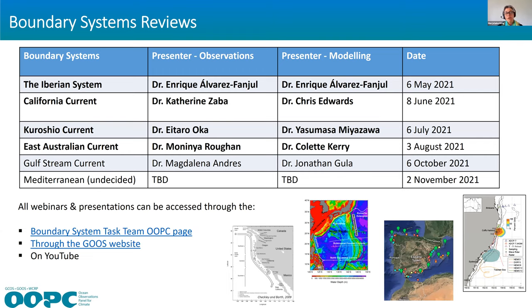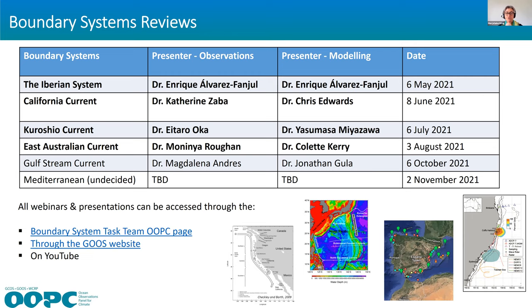So we launched a series of webinars in May this year. We started with the Iberian system, which was presented to us by Dr. Enrique Alvarez Fanjul, and he did both the observing and modeling components. Then this was followed by the California Current. Every month after that, we've had a webinar, and so far we've covered four systems.